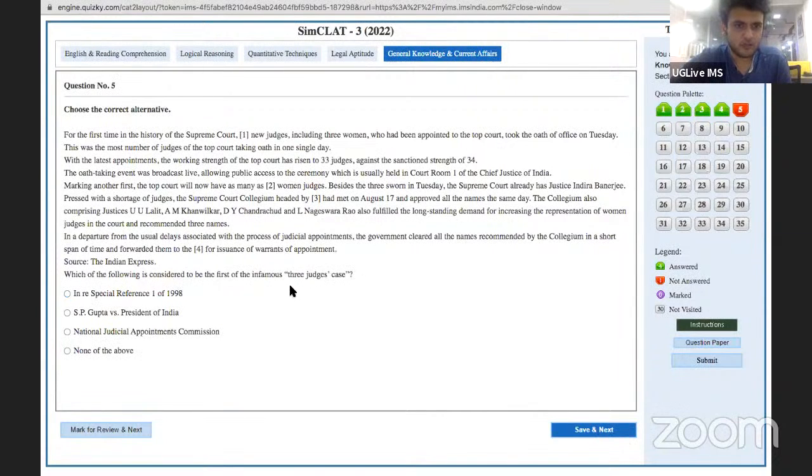Which of the following is considered to be the first of the infamous 3 judges cases? So this is SP Gupta, which happened back in 1981, right? There were 3 cases.